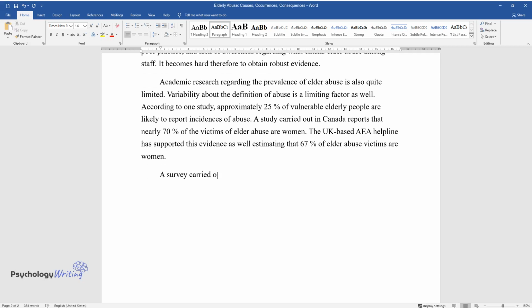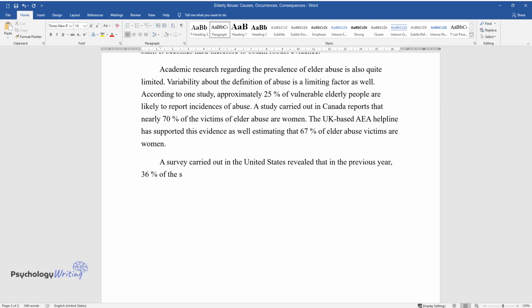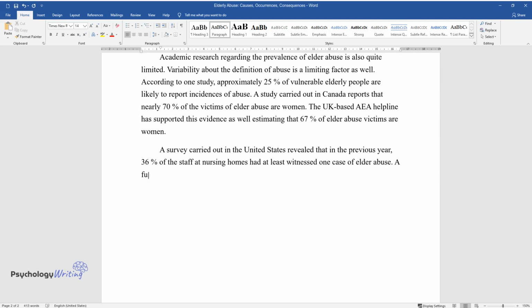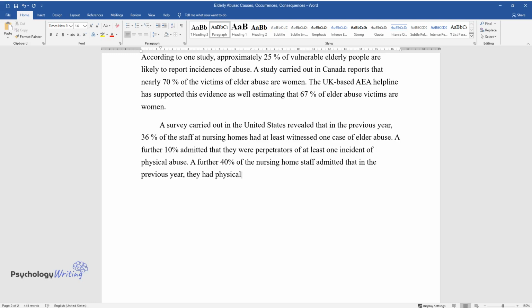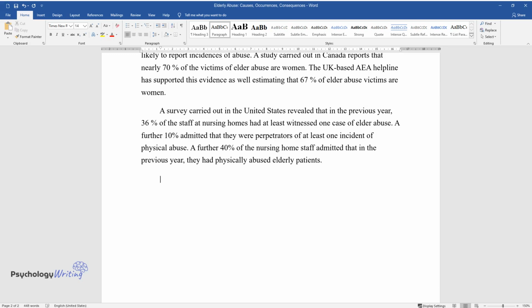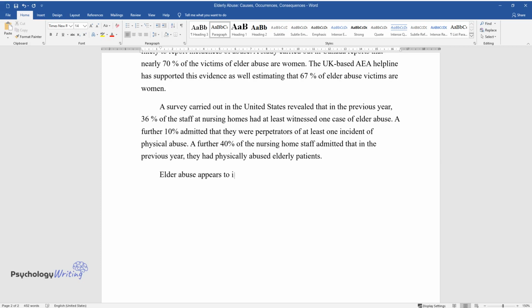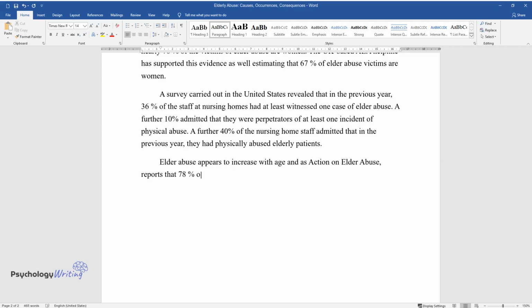A survey carried out in the United States revealed that in the previous year, 36% of the staff at nursing homes had witnessed at least one case of elder abuse. A further 10% admitted that they were perpetrators of at least one incident of physical abuse. A further 40% of the nursing home staff admitted that in the previous year, they had physically abused elderly patients. Elder abuse appears to increase with age, as Action on Elder Abuse reports that 78% of victims are likely to be above 70 years old.